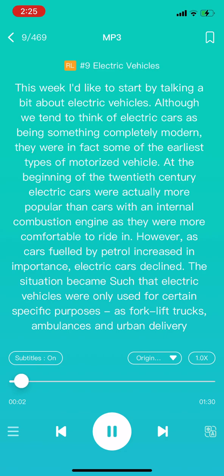This week I'd like to start by talking a bit about electric vehicles. Although we tend to think of electric cars as being something completely modern, they were in fact some of the earliest types of motorized vehicle. At the beginning of the 20th century, electric cars were actually more popular than cars with an internal combustion engine, as they were more comfortable to ride in. However, as cars fueled by petrol increased in importance, electric cars declined.